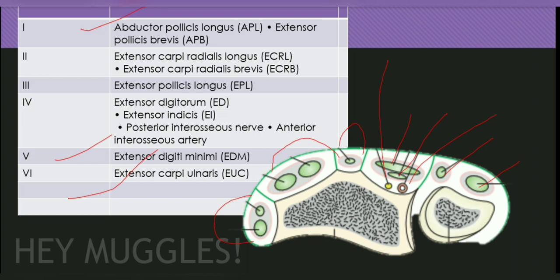So this was about the compartments of your extensor retinaculum.